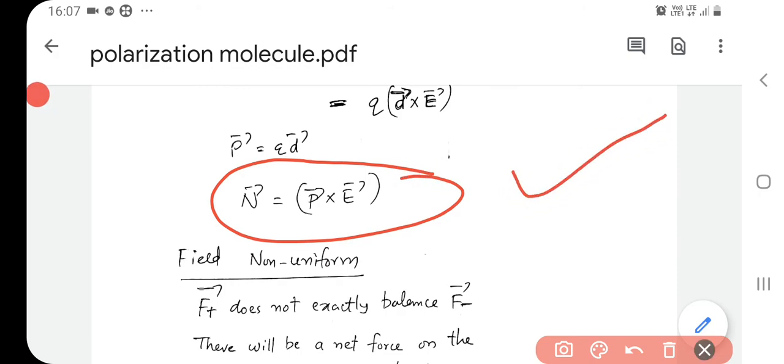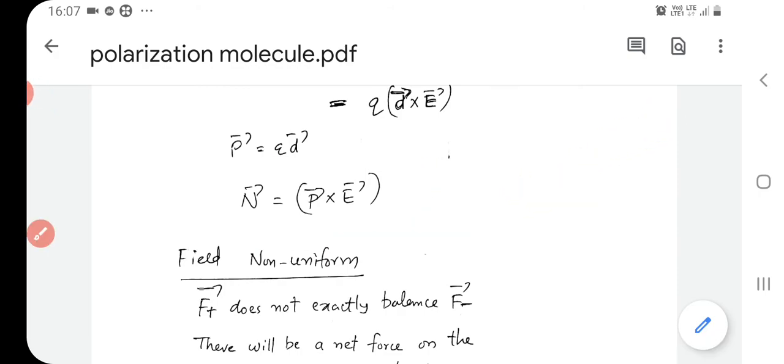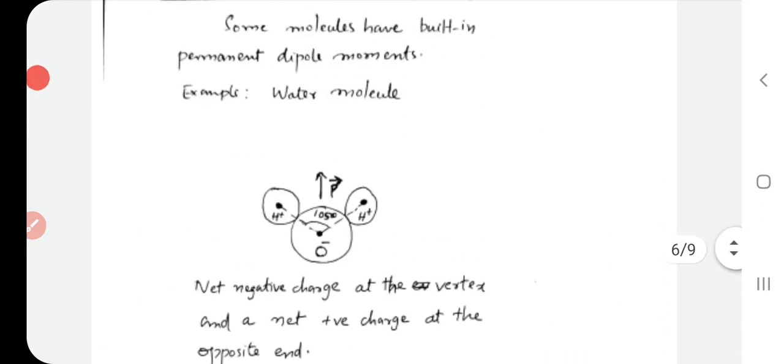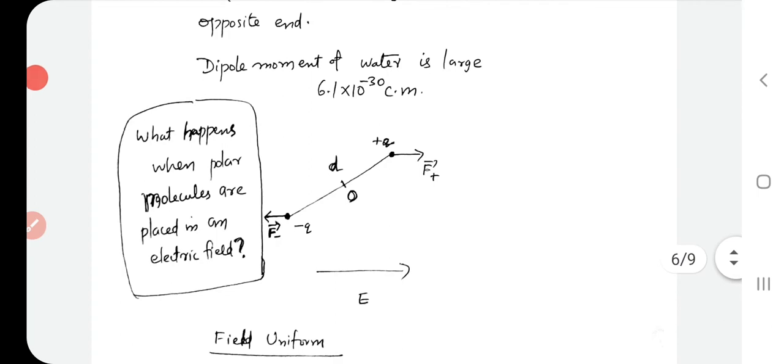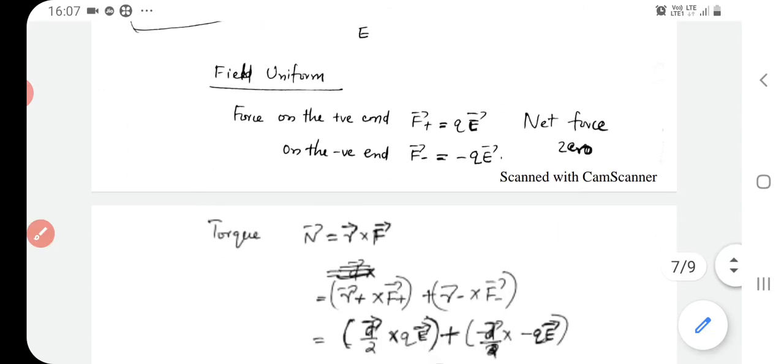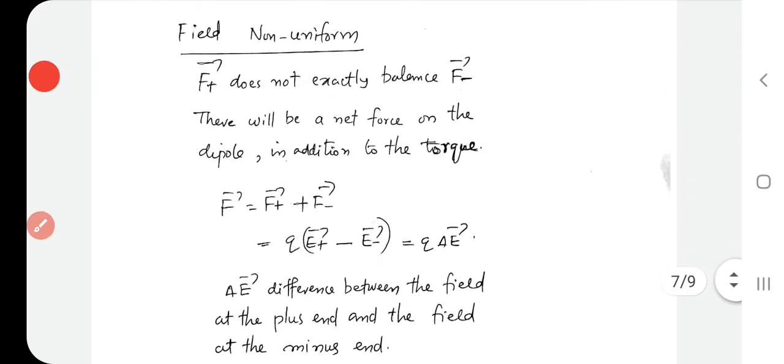Now suppose the field is non-uniform. So the field that we apply here is non-uniform. There will be one value of the field here, and another value here. In that case the net force is not equal to 0.